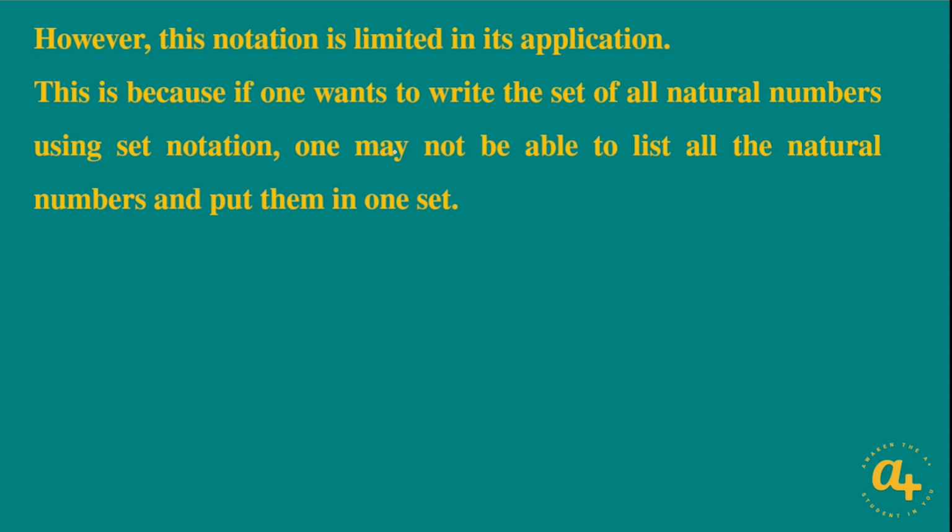This is because if one wants to write the set of all natural numbers using set notation, one may not be able to list all the natural numbers and put them in one set. So let's take, for instance, natural numbers. What are natural numbers? Natural numbers are 1, 2, 3, 4, 5, 6, and so on up to infinity. We can't necessarily list down all the elements of this set of natural numbers. Why? Because it will never end, right? And that would be a lot of work.